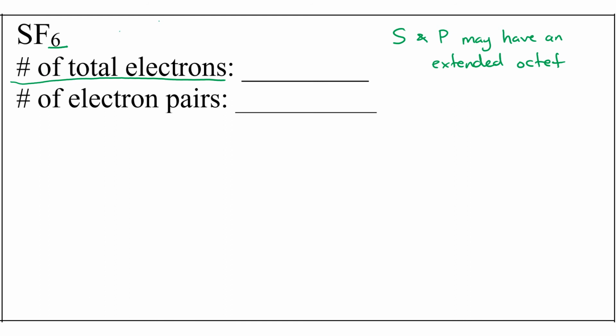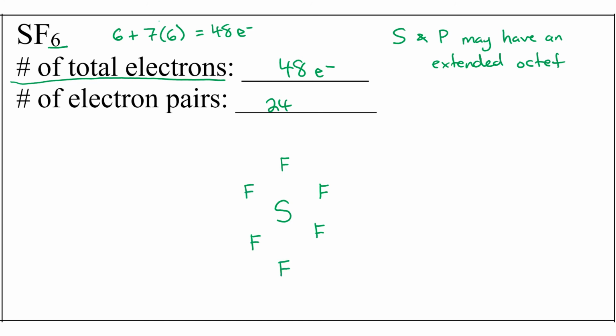So sulfur has 6 valence electrons, plus fluorine has 7, but there are 6 of them. So the total number of valence electrons would be 48. I divide that by 2, and I get 24 pairs. So pairs are the bonds and lone pairs, okay? So now I draw sulfur in the middle. And I have 6 fluorine. So I need 24 pairs.